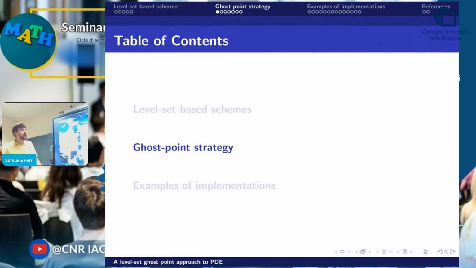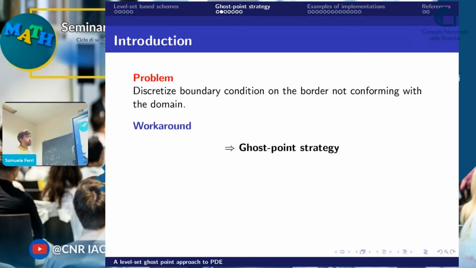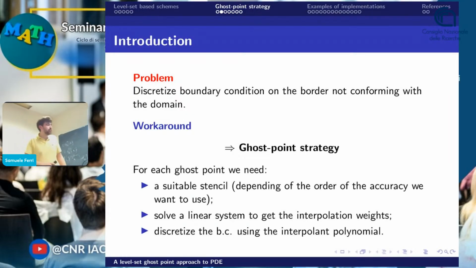And this is where the ghost point strategy is very useful. So we are in the situation where we have a problem with a boundary not conforming with the original grid we want to use. And so for each ghost point, the only thing we can do is interpolate to find the best point to have the value of the function on that point.